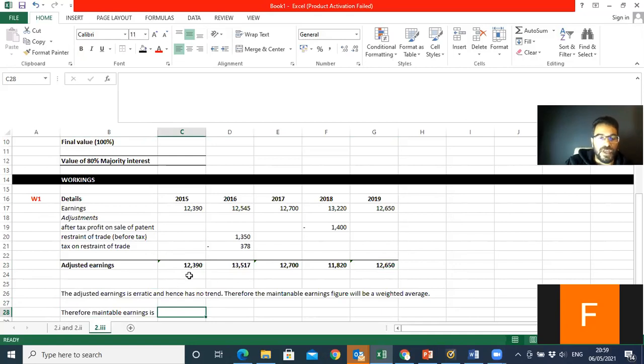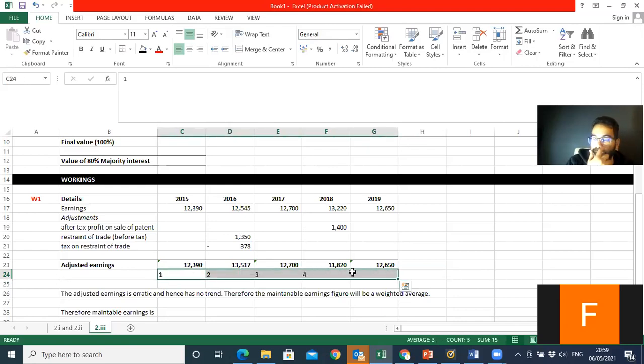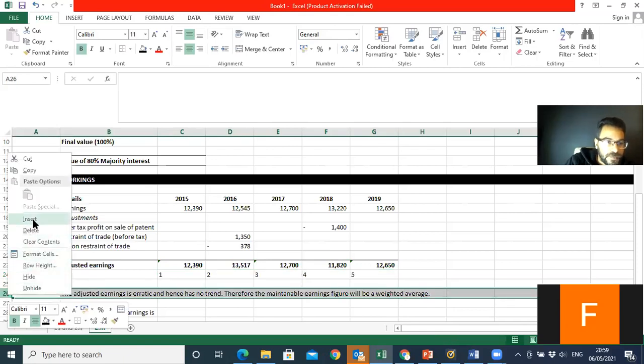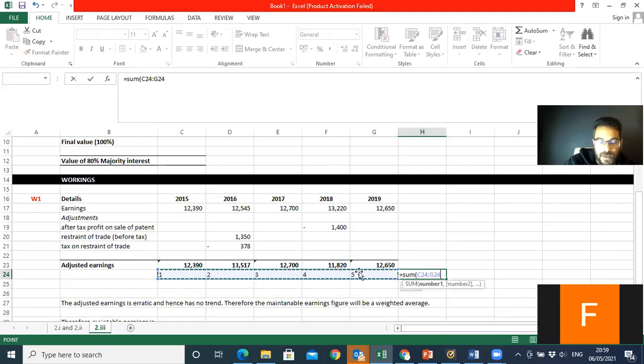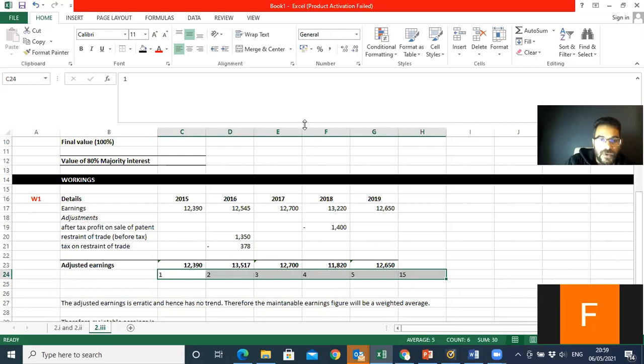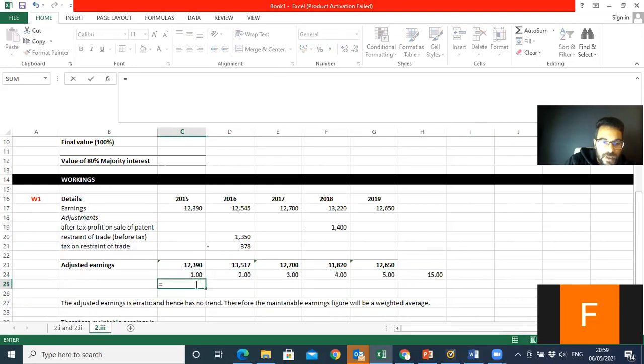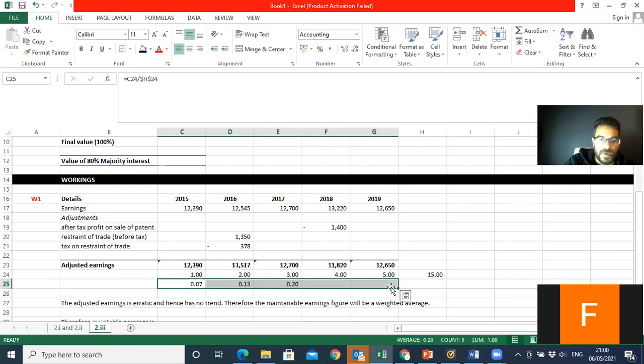To get a weighted average, we will just make it 1, 2, 3, 4, 5. You start with 1 from the earliest year and go 2, 3, 4 up until the latest year. We're just putting a weight to it. To convert this into an actual percentage, we get the total, which is 15. So the percentage over here is going to equal that divided by the total. Now we will be able to work out the maintainable earnings.